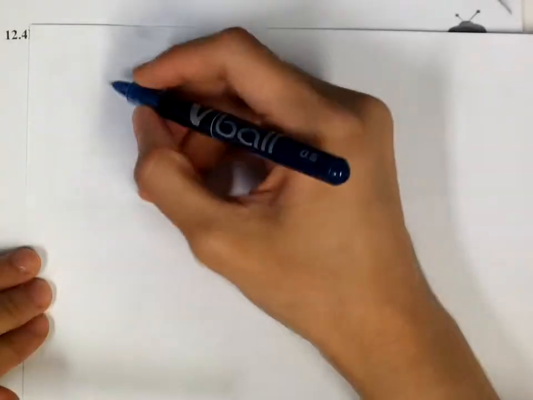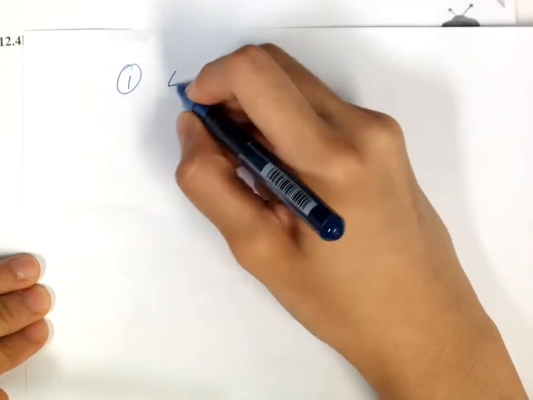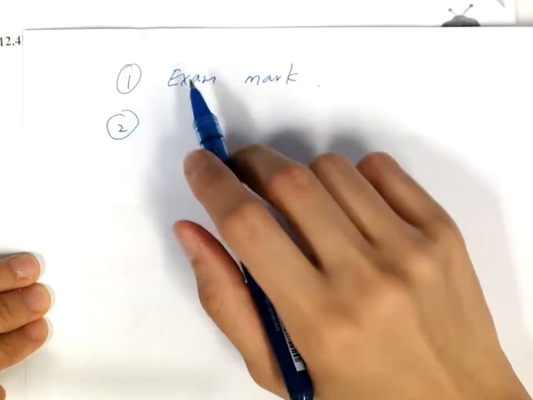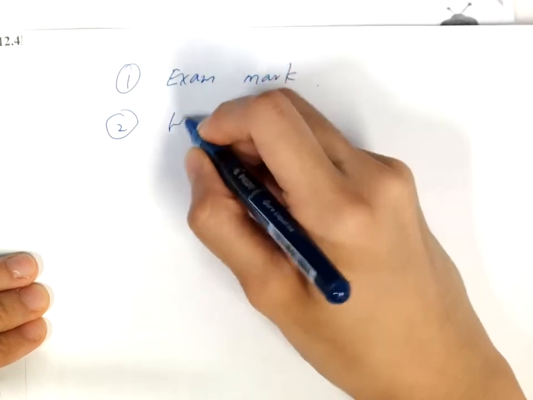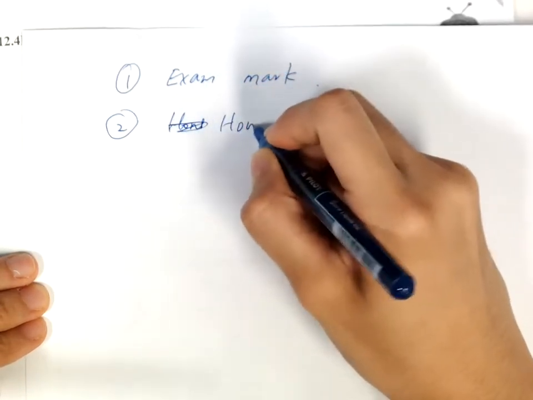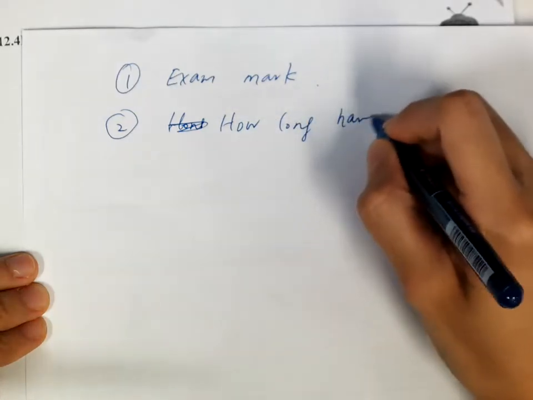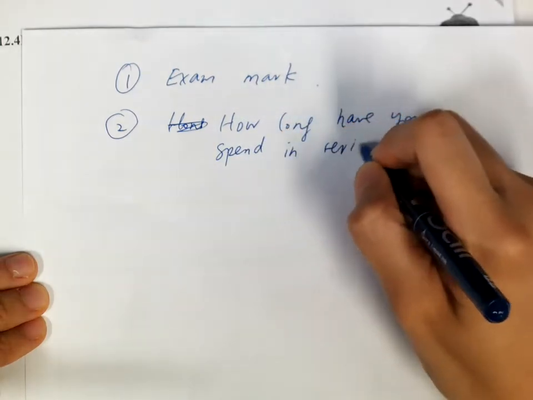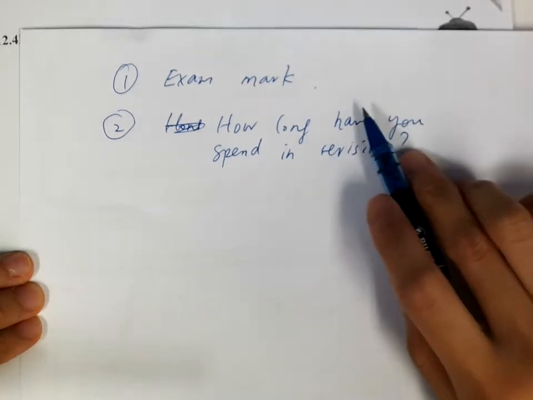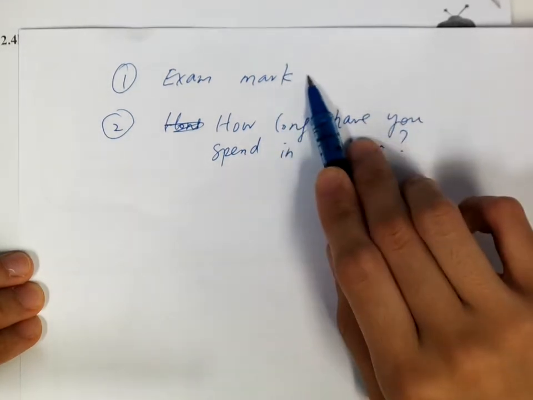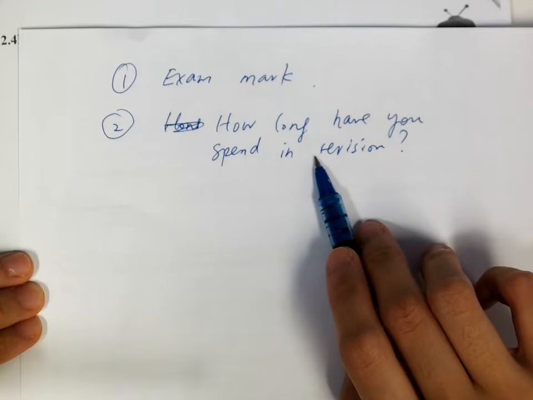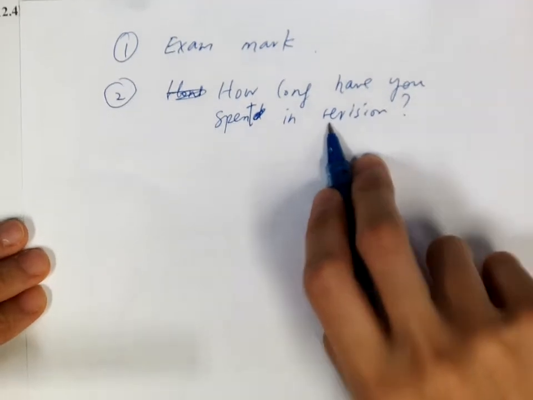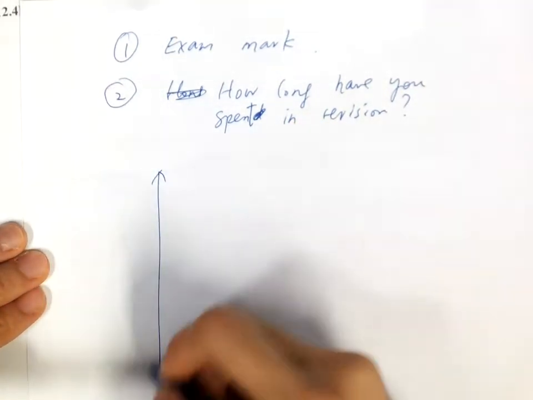For example, after your examination, I know your examination marks, and then I also want to see how long you have spent in the workshop. I want to check if there is any relationship between the examination marks and the time that you have spent in your workshop.